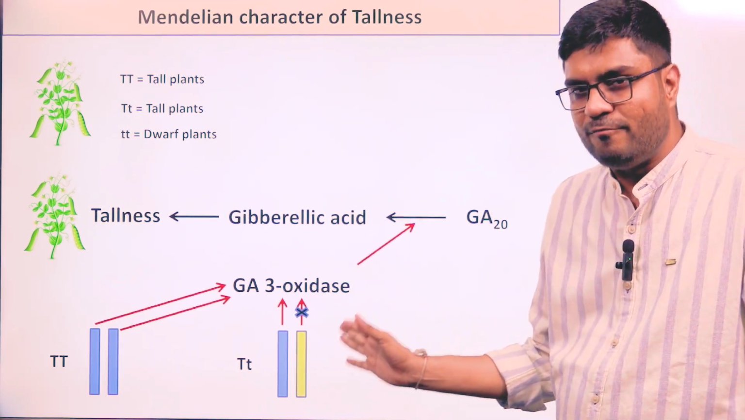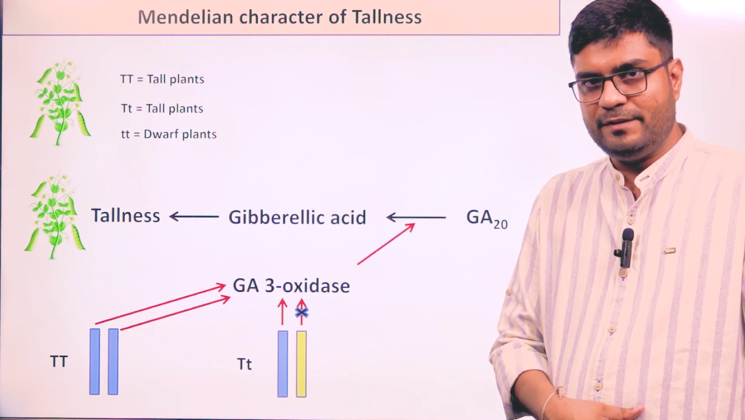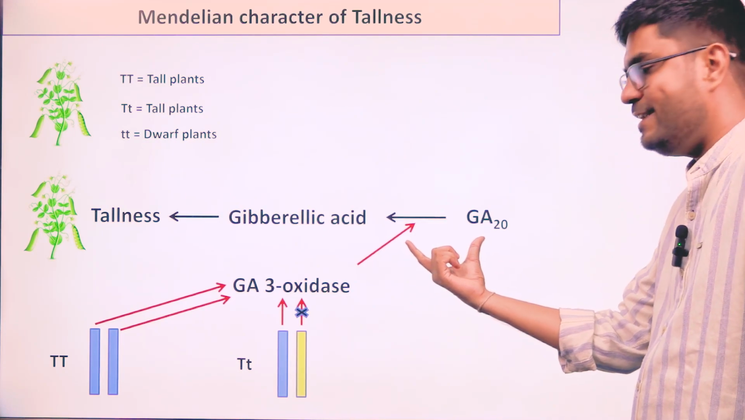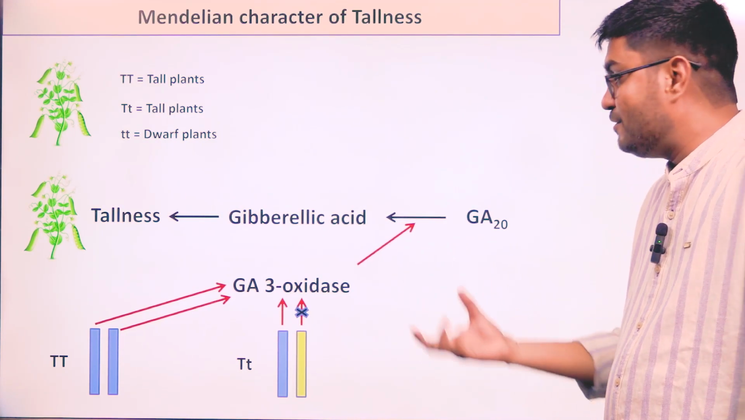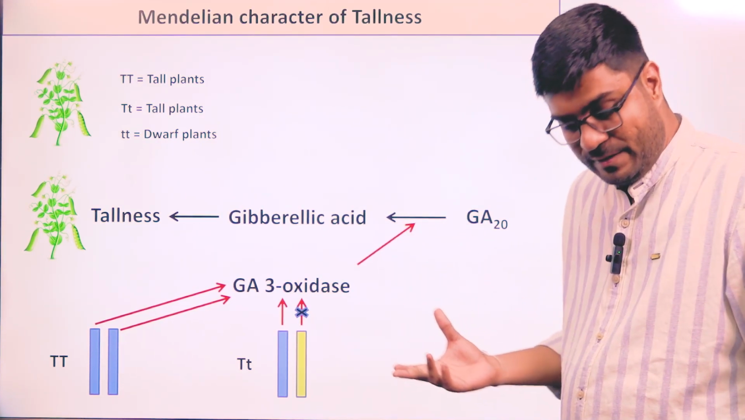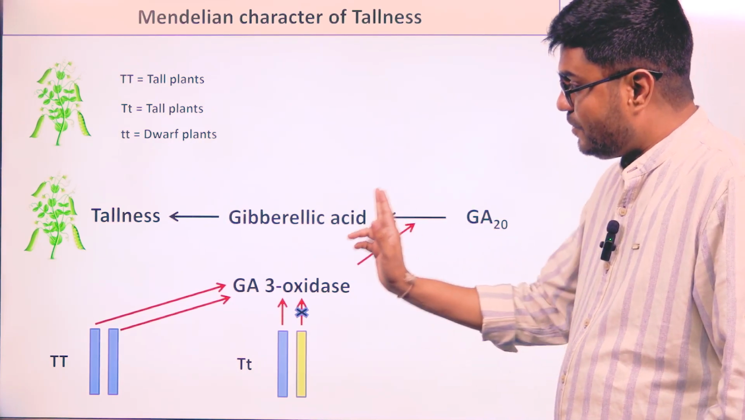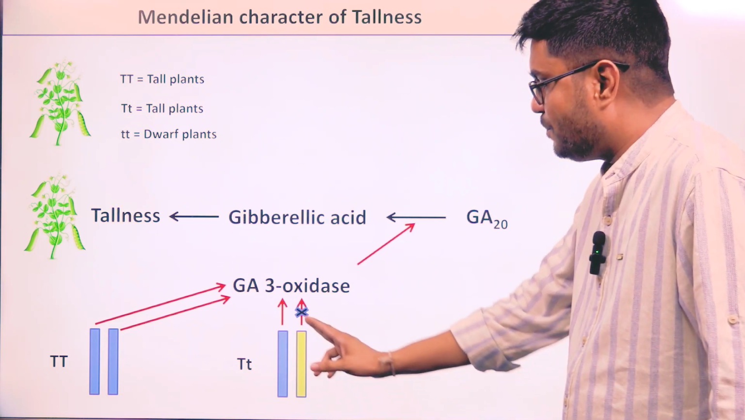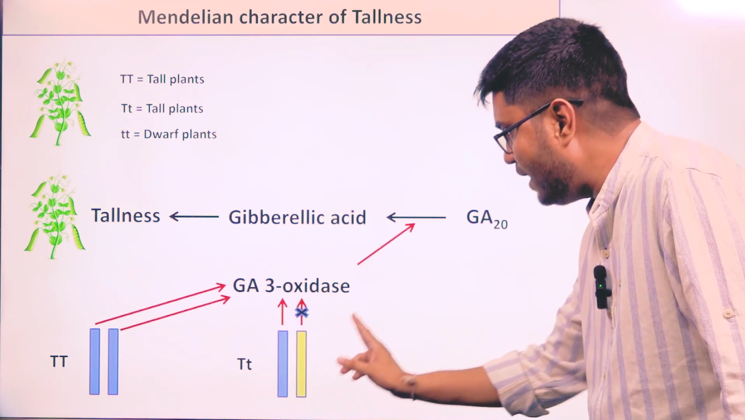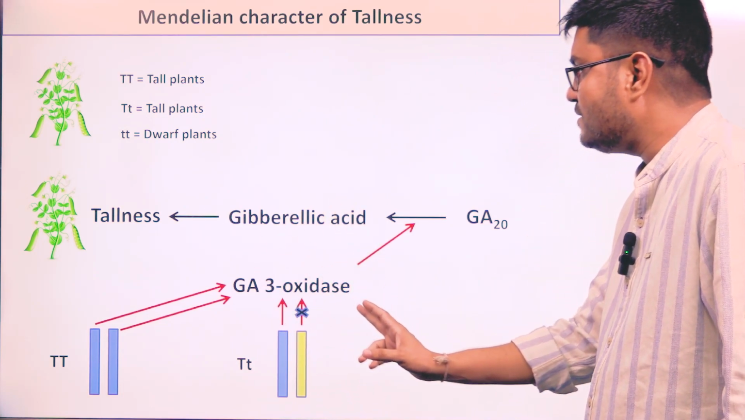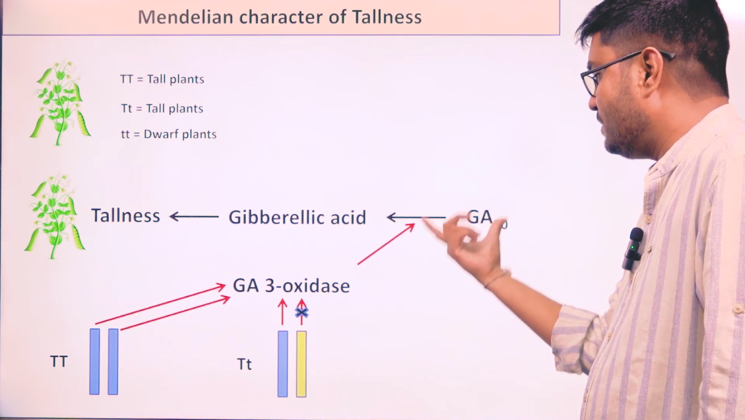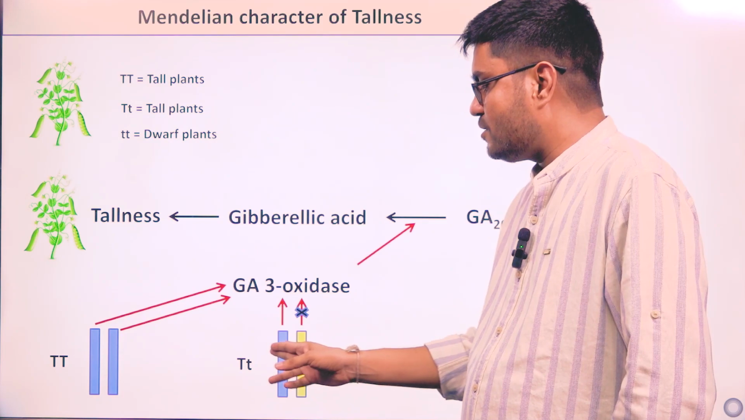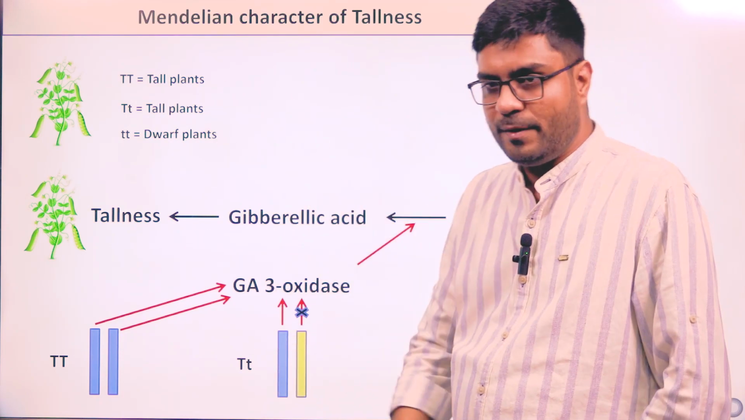Even if it is coming from one copy, if the protein is present, this biochemical reaction will happen. And if the biochemical reaction is happening, GA20 will convert into gibberellic acid, which will ultimately give us tallness. So the protein is present in the environment, inside the cell. Of course, the biochemical reaction will happen, and the plant will be tall. That's why capital T small t is also a tall plant.